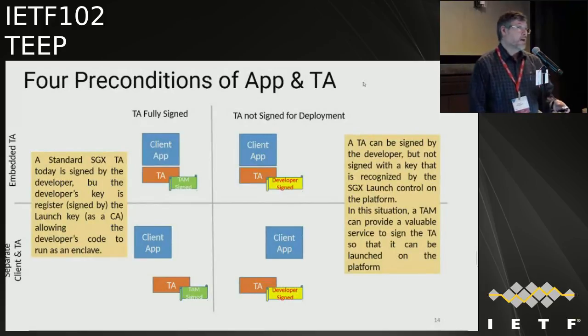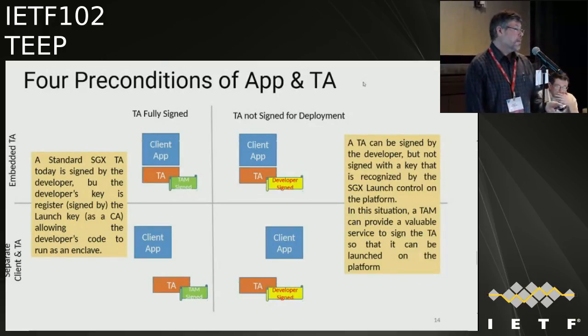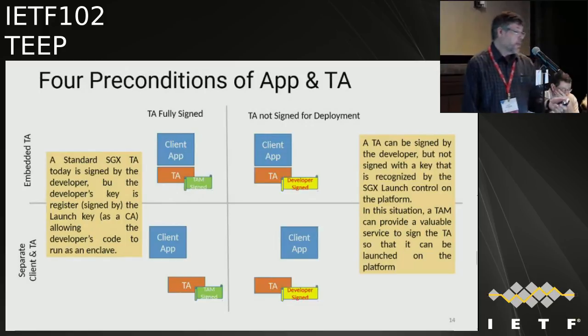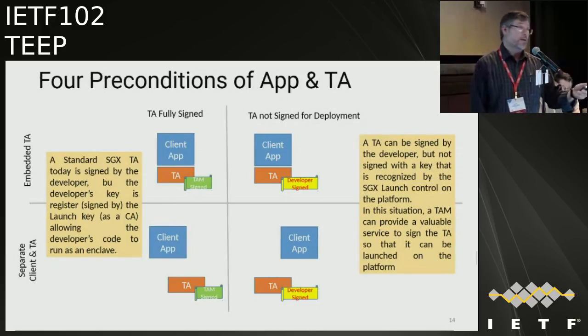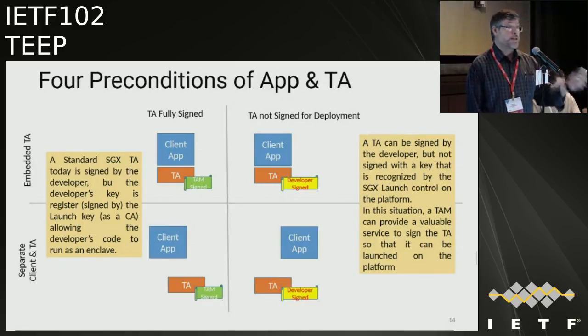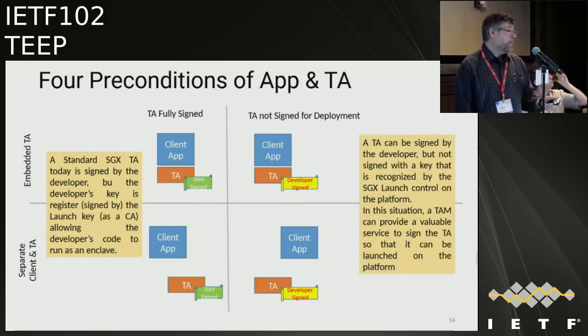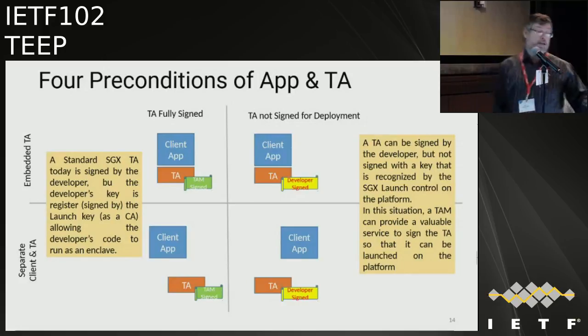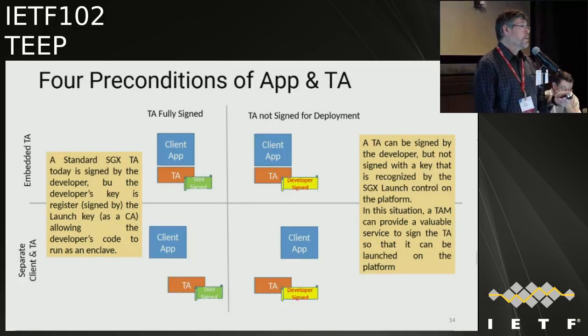Okay, so we've talked a lot about how TAs are packaged, and some of this has to do with how they're signed. So I spent some time thinking about this from an SGX perspective, folding in some of Dave's ideas. As I think about this, I see four quadrants. Along the top, I've got my TA packaged with my client app. On the left-hand side, the TA is fully signed. So it's got the right signatures for the TA to actually be deployed and run on the platform.